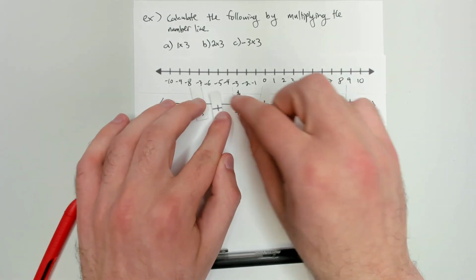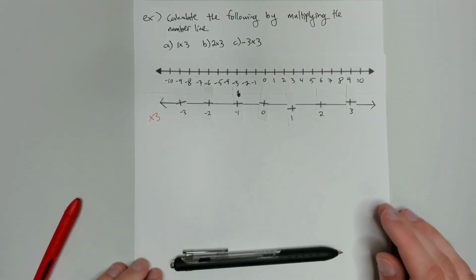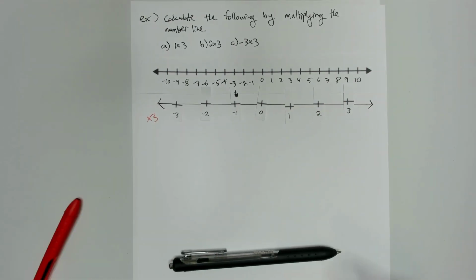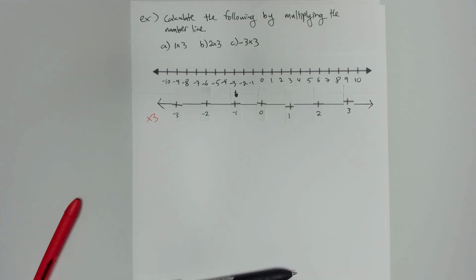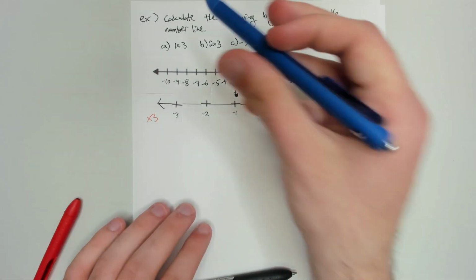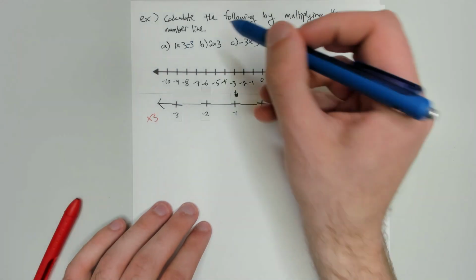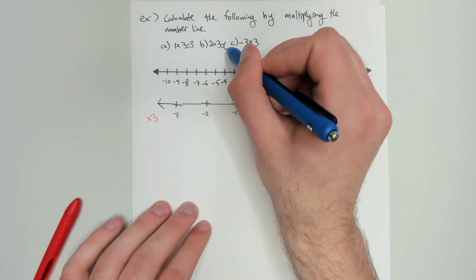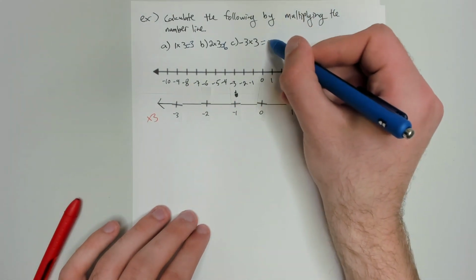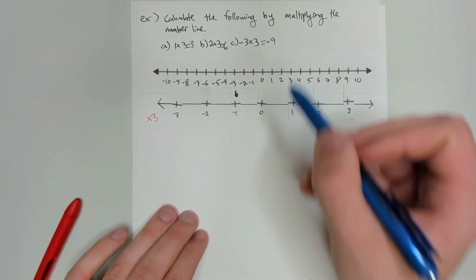So again, try and imagine this happening all at once, where the number line is being pulled apart to make these distances 3 times bigger than before. Okay, so now we just look at where everything lines up. 1 times 3. Well, 1 lines up with 3, so 1 times 3 has to equal 3. 2 times 3. 2 lines up with 6, so 2 times 3 has to equal 6. Negative 3 times 3. Negative 3 lines up with negative 9. So negative 3 times 3 has to be negative 9.